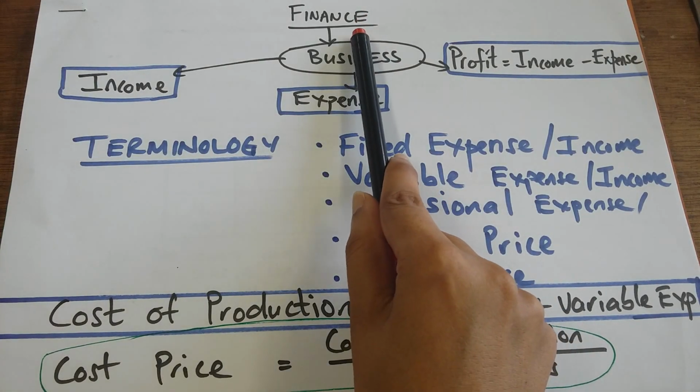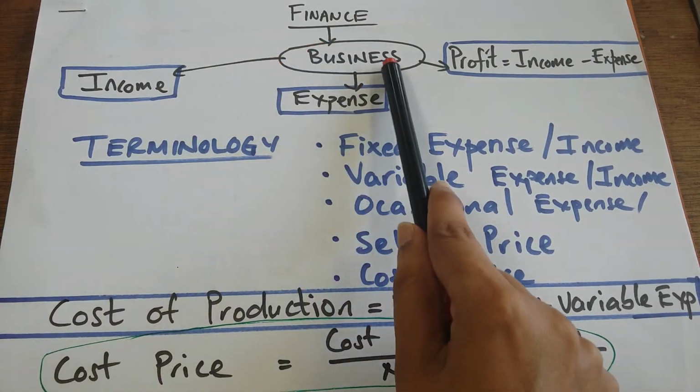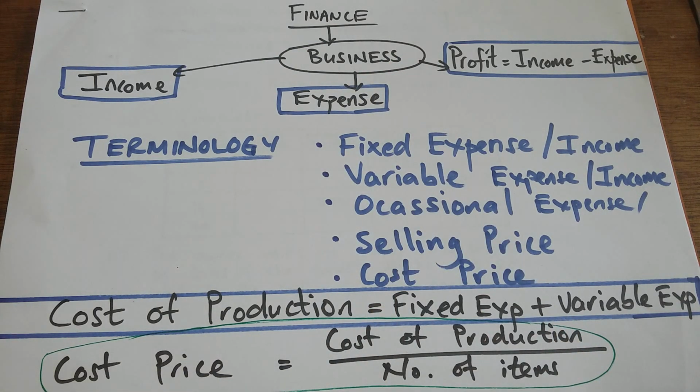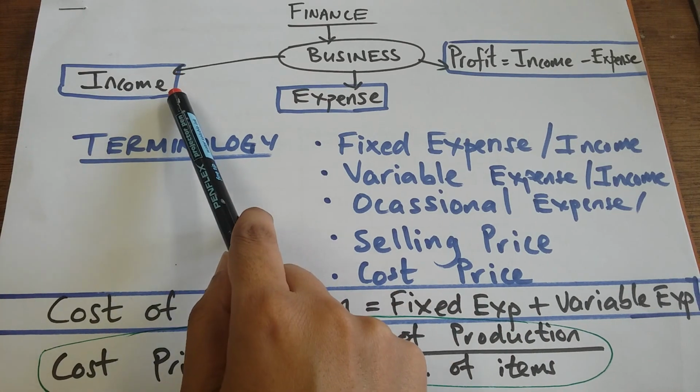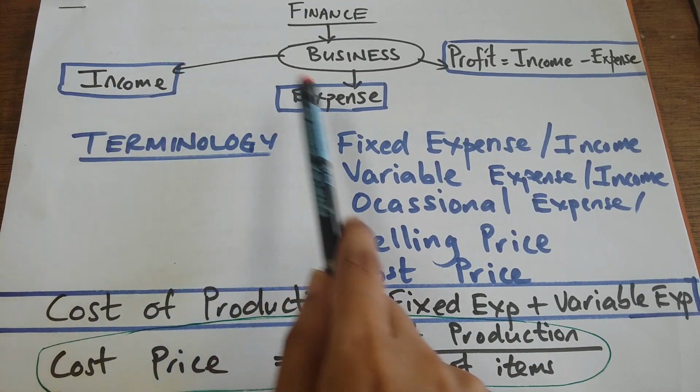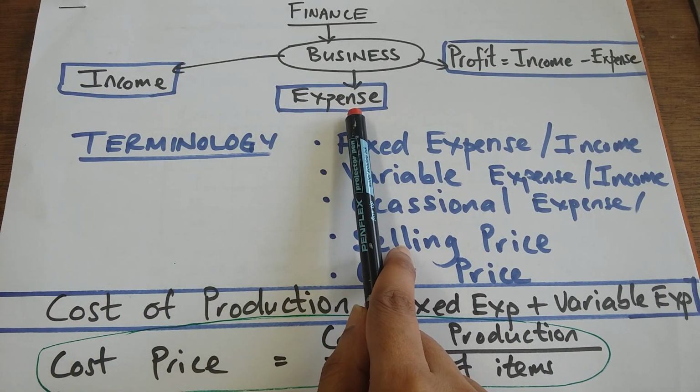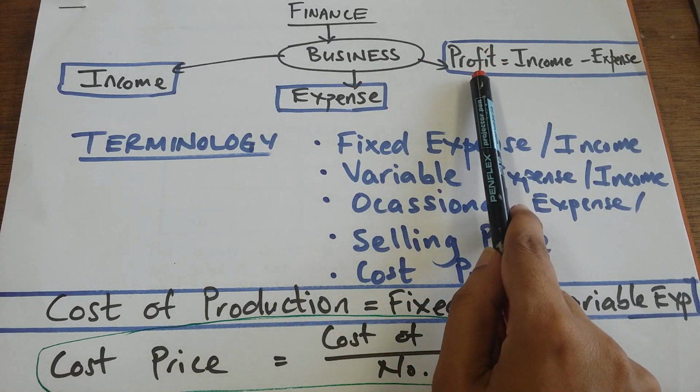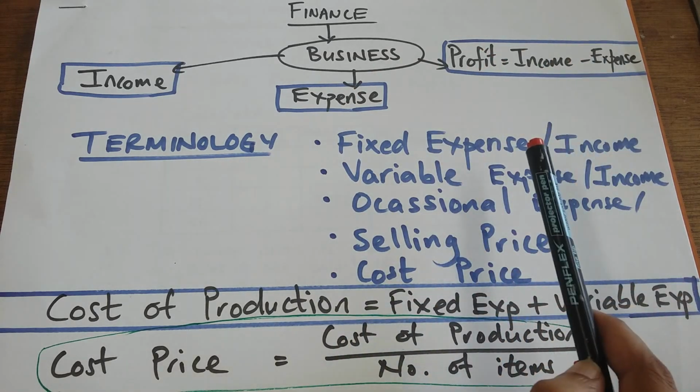Today's topic is finance. Our context is business. We will discuss a few easy terms. Income, money coming into the business. Expense, money going out of a business. Profit is equal to income minus expense.